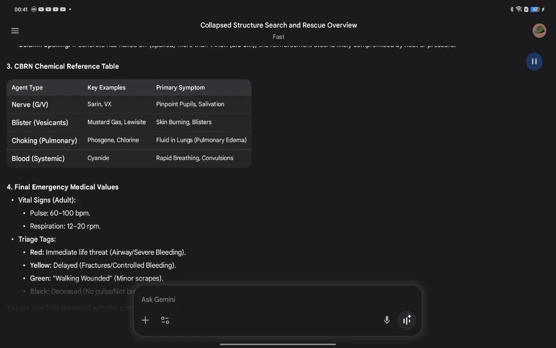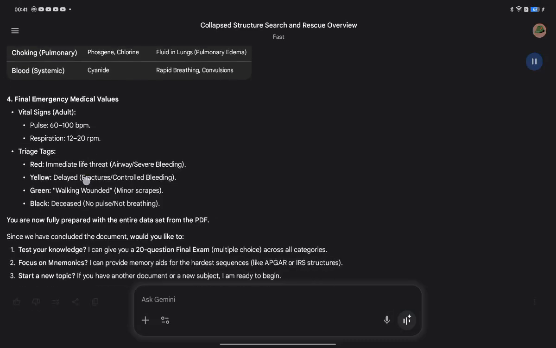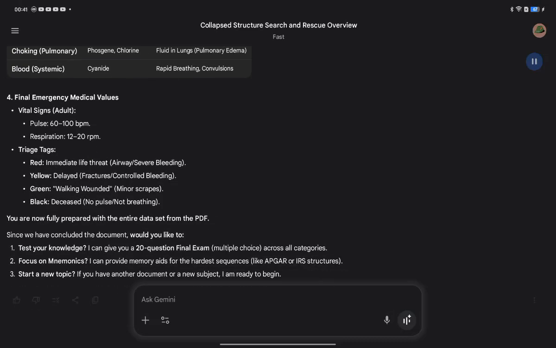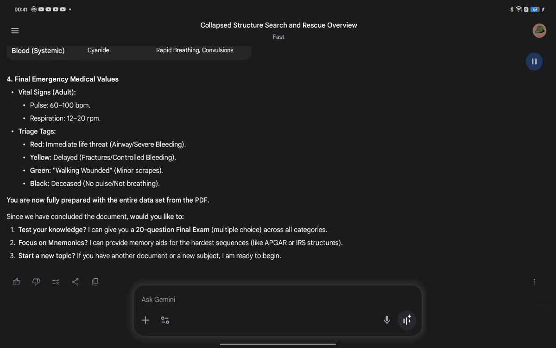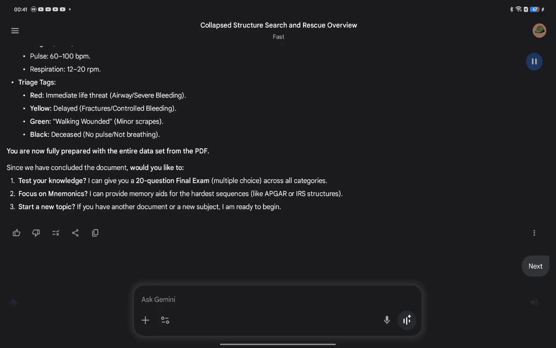4. Final emergency medical values. Vital signs, adult. Pulse, 60 to 100 BPM. Respiration, 12 to 20 breaths per minute. Triage tags. Red, immediate, life threat, airway, severe bleeding. Yellow, delayed, fractures, controlled bleeding. Green, walking wounded, minor scrapes. Black, deceased, no pulse, not breathing.